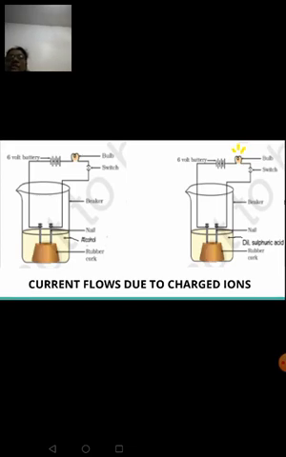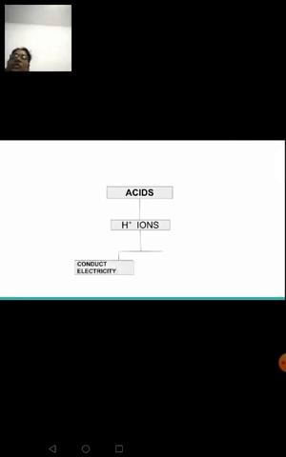So acids, when dissociated in water, means when dissolved in water, dissociate into hydrogen ions, and these hydrogen ions are responsible for conduction of electricity, and they are only responsible to show the acidic nature of acids.